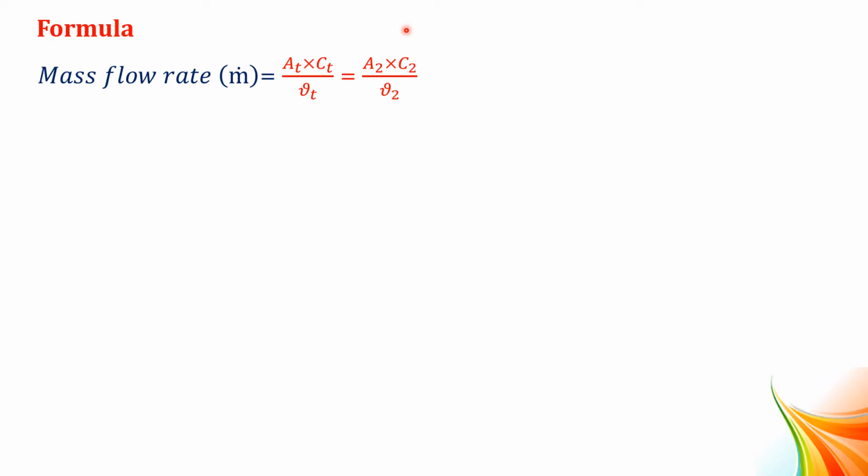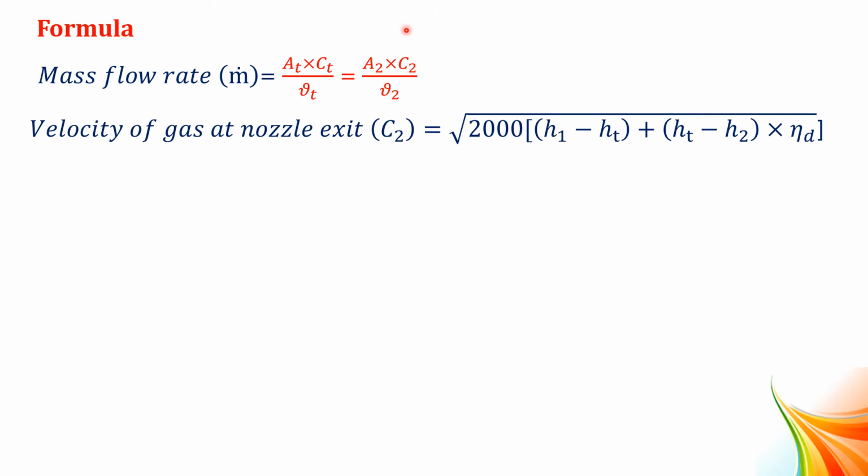So from this equation, the velocity of gas at nozzle exit C2 equal to square root of 2000 into (H1 minus Ht plus Ht minus H2 into eta d). So we know in the divergent part efficiency only is given in the problem. So we have to multiply the efficiency with the divergent part enthalpy drop.